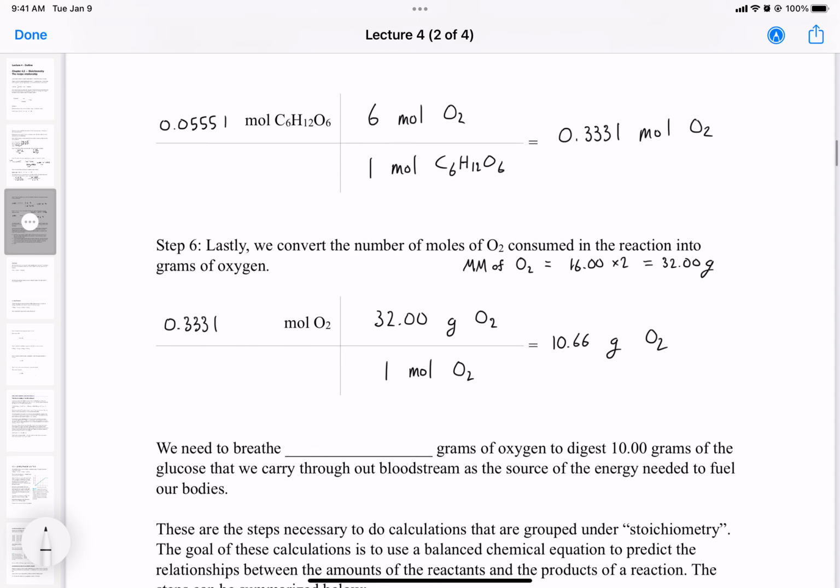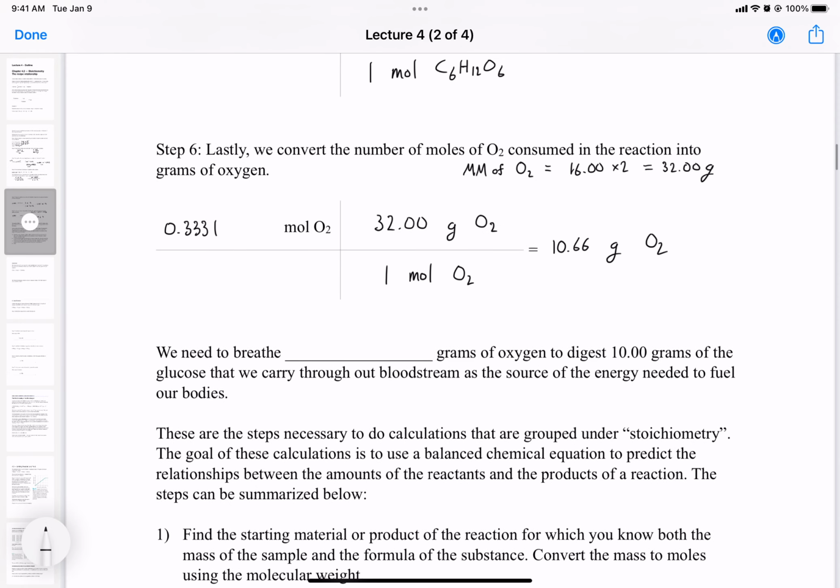So let's now sum everything up and fill out this little paragraph here. We need to breathe 10.66 grams of oxygen to digest 10 grams of the glucose that we carry through the bloodstream as our source of energy to fuel our bodies. So if we didn't have oxygen, there's no way we could digest this energy, making both oxygen and glucose an essential part of our lives.